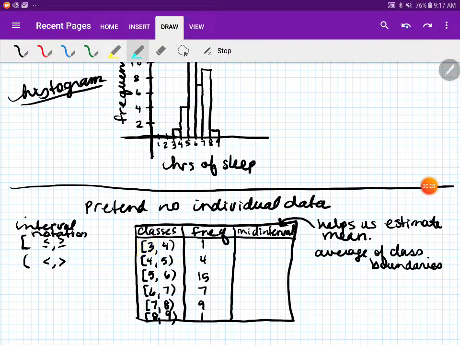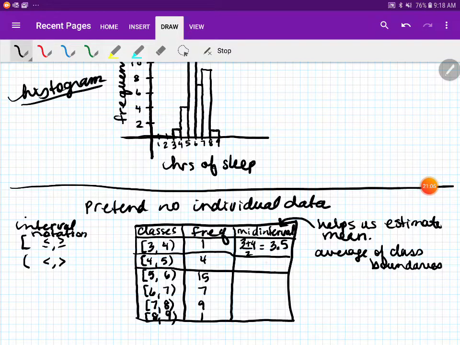Let me undo that. So for the mid-interval, what you do is you average. In this case, we're going to average the 3 and the 4. I'm going to just put the calculation. Oops, I'm still in highlighter mode. Hold on, let me get out of highlighter mode. So this is 3 plus 4 divided by 2. It's the average, so that's 3.5. And then this would be 4 plus 5 divided by 2.